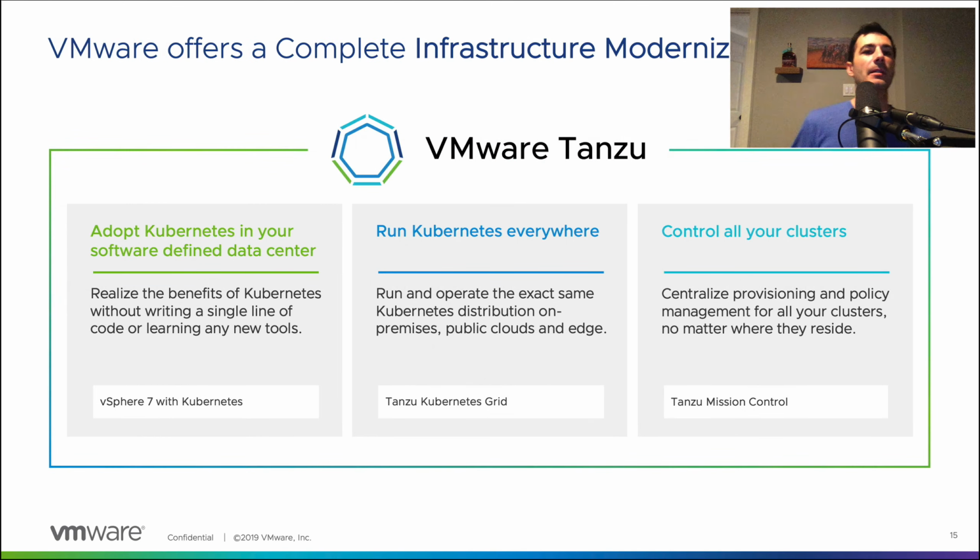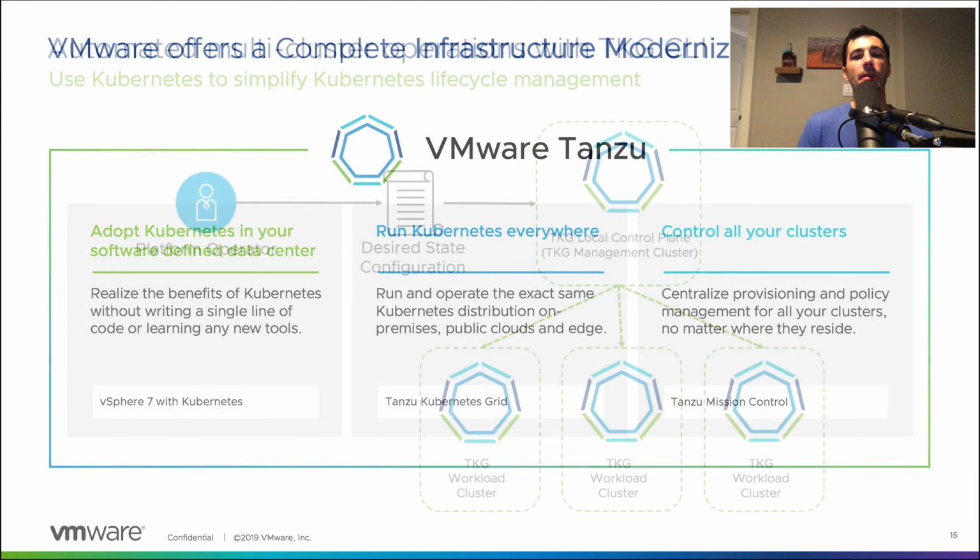And so this is where the VMware Tanzu portfolio starts coming in, in regard to the modernization of the infrastructure itself. So you've got vSphere 7 with Kubernetes, you've got Tanzu Kubernetes Grid, and you've got Tanzu Mission Control. And I'll talk about each one of these in a little depth, and really what it's doing for your business.